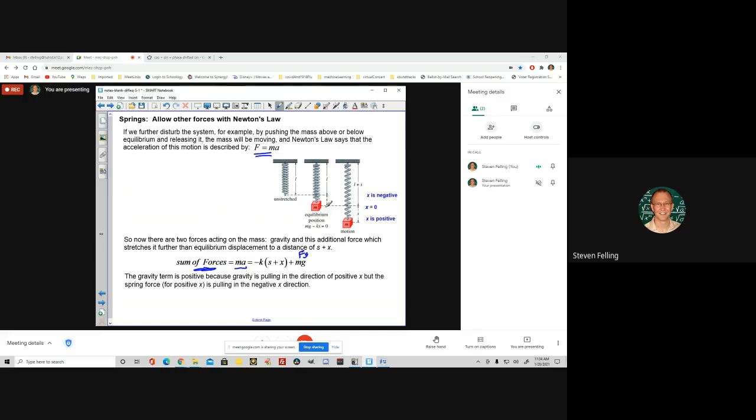And then there's also the additional displacement. So we're displacing from the unstretched length. s is how far it hangs naturally plus how far we pull it. So s plus x is the displacement times the spring constant k. And this is just an F equals ma equation. Sum of forces equals mass times acceleration. All right.